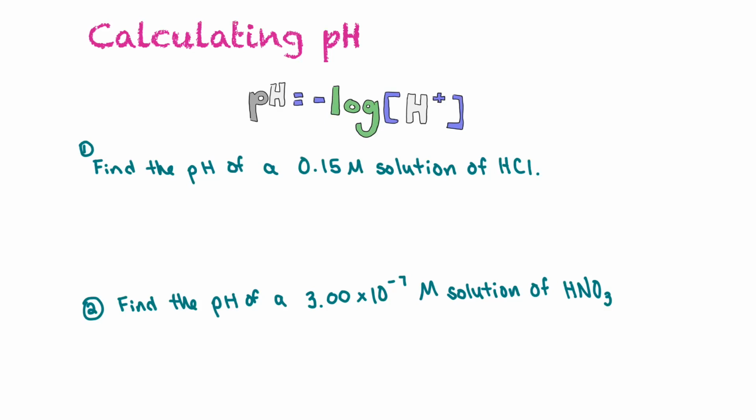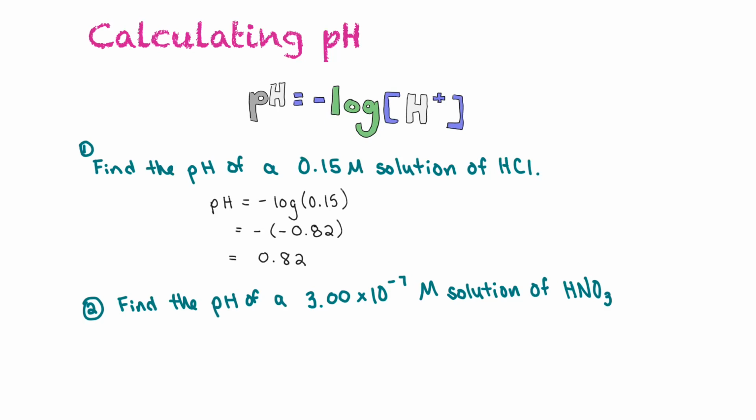So to find the first example, the pH of a 0.15 moles per liter solution of hydrogen chloride or hydrochloric acid, remember pH equals negative log the concentration of hydrogen ions. So it's going to be equal to negative log 0.15. And that is equal to negative 0.82. Or just when you cancel out those two negatives, the pH is 0.82.